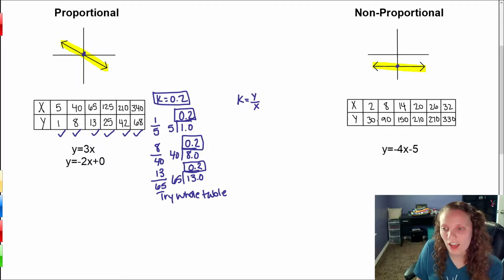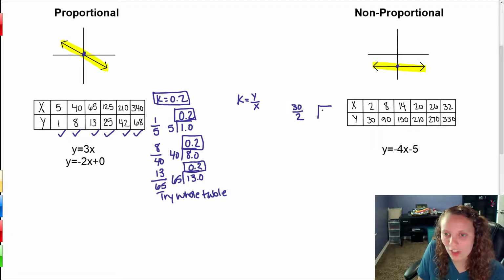Now let's look at the other side. Y over x. So this will be 30 over 2. And then if we divide, 30 goes in, 2 goes out. 2 goes into 30 15 times evenly. So we would need to get a 15 every single time that we divide. Let's try the next one. So y over x, 90 over 8. And divide first number in, last number out.